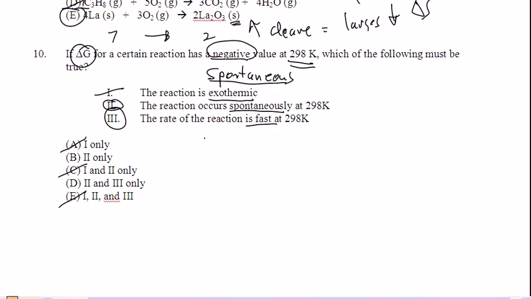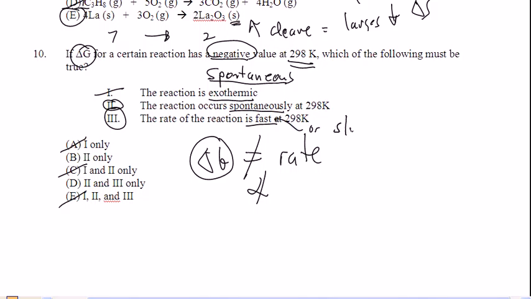You can have something melt fast or melt slow spontaneously depending on the temperature. So delta G and rate are not related to each other at all. They are not proportional to each other. They're exclusive. So the rate could be fast or slow. We do not know. So the answer is 2.